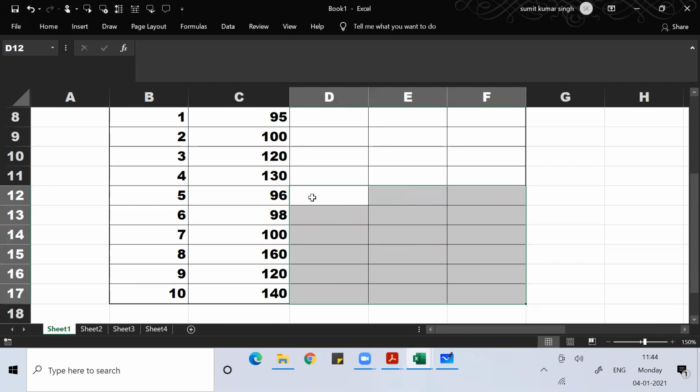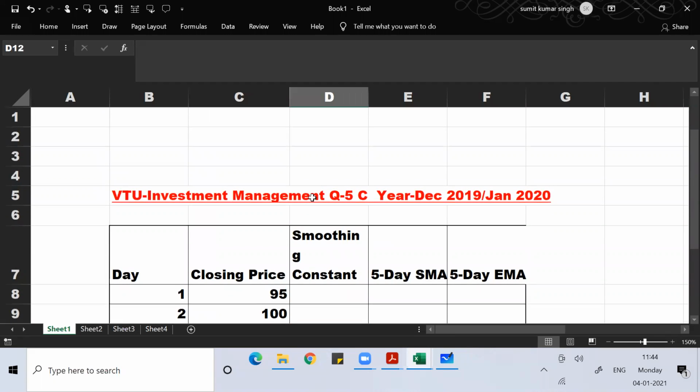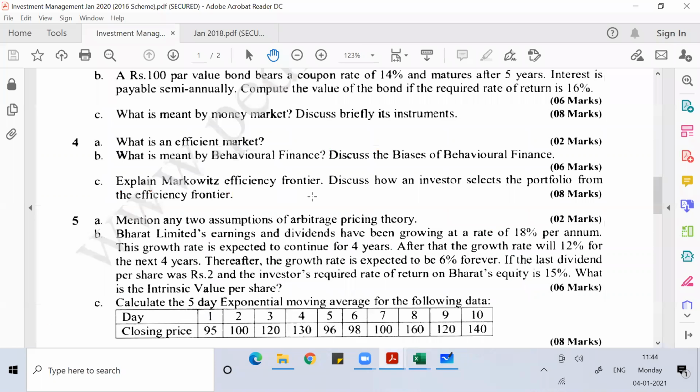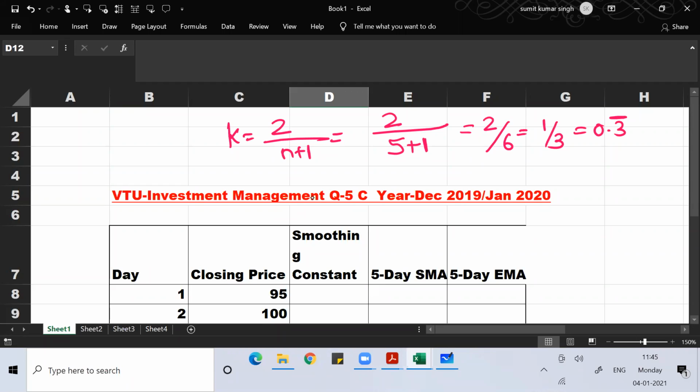To find the smoothing constant, you want a 5 day exponential moving average. You see this in the problem. The smoothing constant formula is 2 divided by n plus 1. So n here would be 5. So 2 divided by 5 plus 1, which is 2 divided by 6, which is 1 divided by 3. This would be 0.333. This is your smoothing constant.